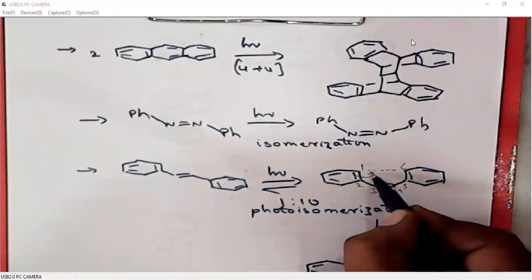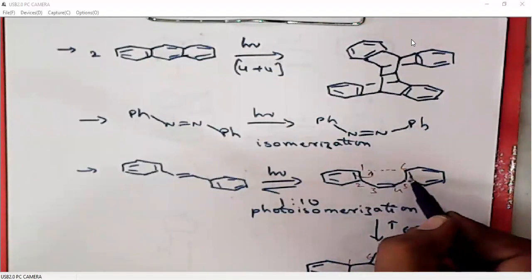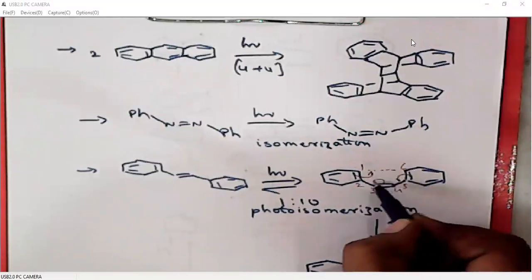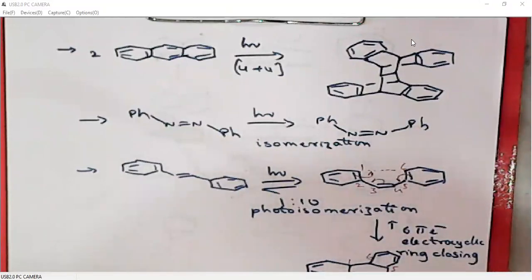We need to show only half arrow. So these pi bonds will undergo rearrangement. This is the new pi bond. This is the new pi bond. And we have hydrogens here. So the stereochemistry around this is trans.